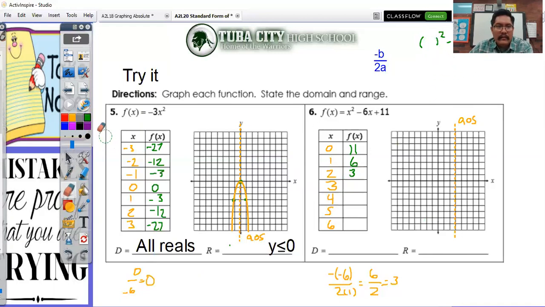And put in the next number, which in this case is 3. 3 squared is 9. Negative 6 times 3 in this case is going to be negative 18, plus 11 stays the same. And I'm going to add my positive numbers together. So 11 plus 9 is 20. And 20 minus 18 is going to be 2.